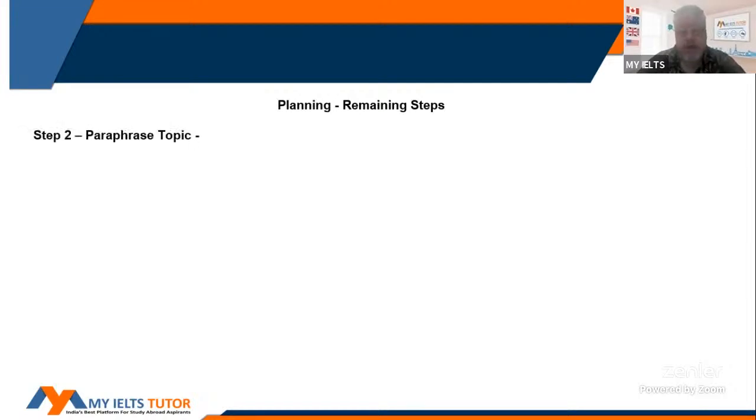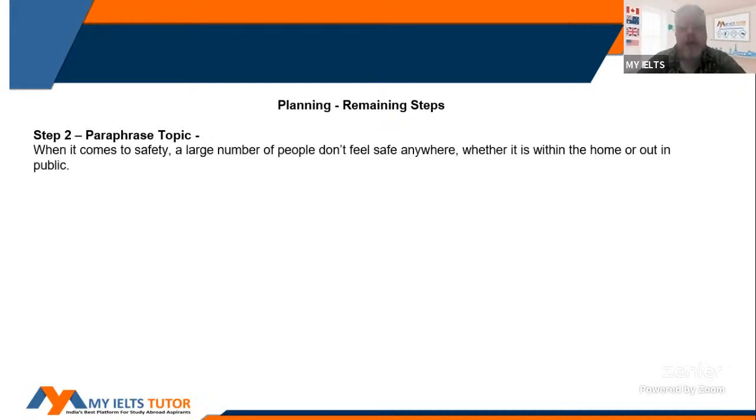So step 2 is paraphrase topic. So we want to paraphrase the topic, and it's important because that way we can understand the topic. And this is basically including the basic topic and viewpoint as well. So here we have, when it comes to safety, a large number of people don't feel safe anywhere, whether it is within the home or out in public, okay? That's the paraphrase of the topic.